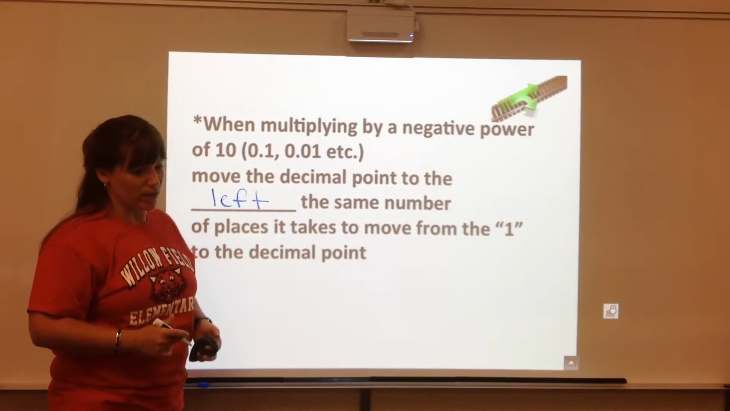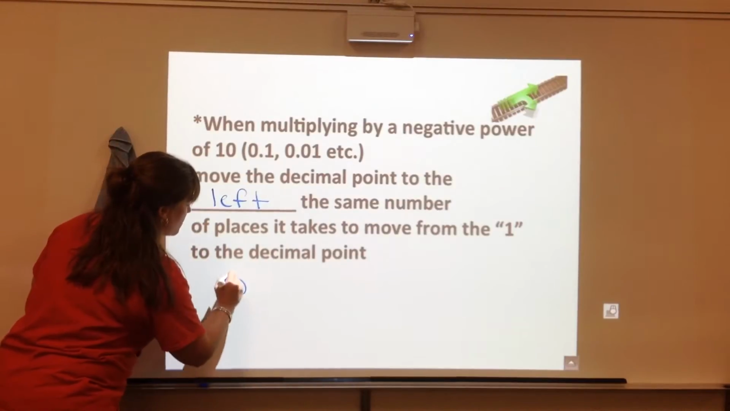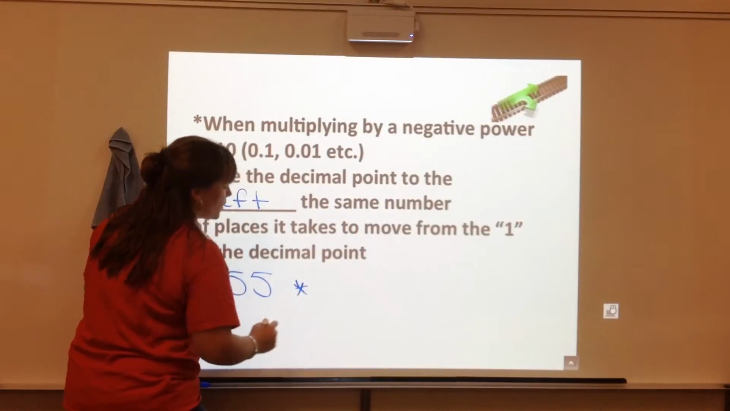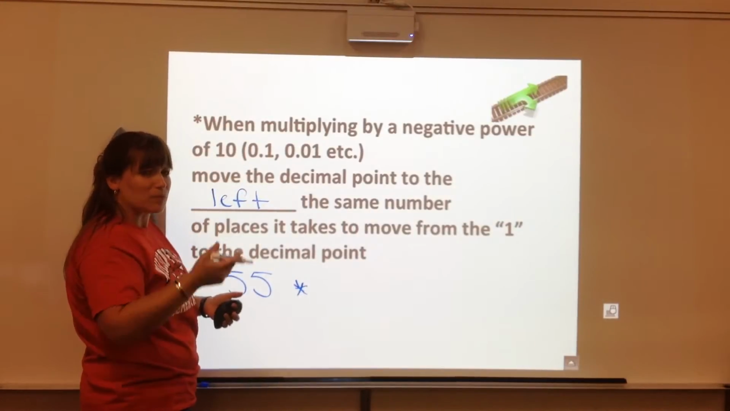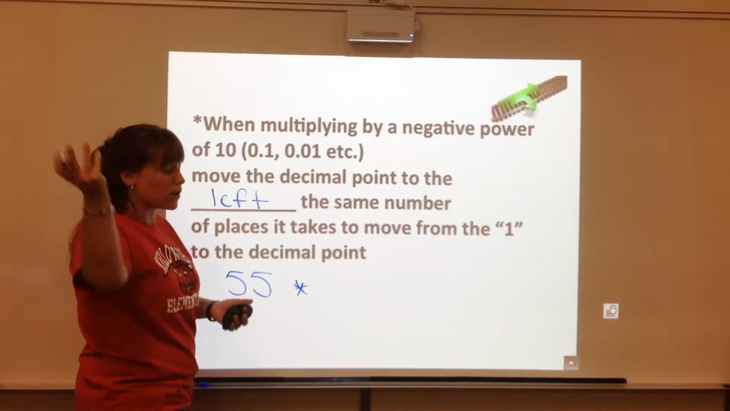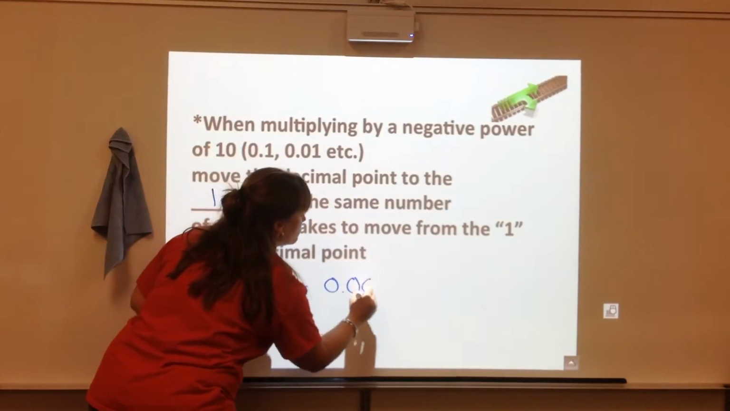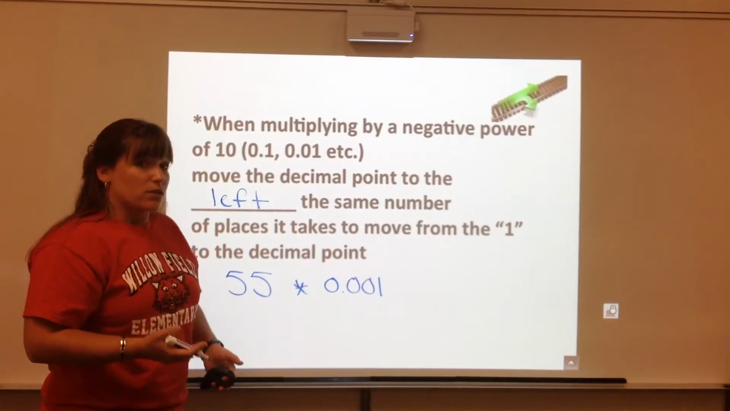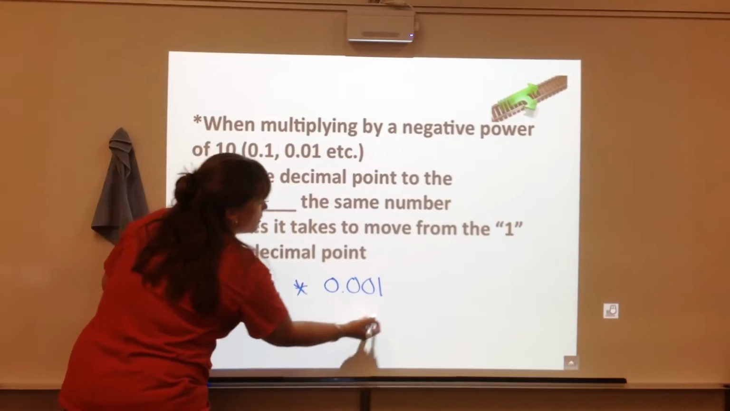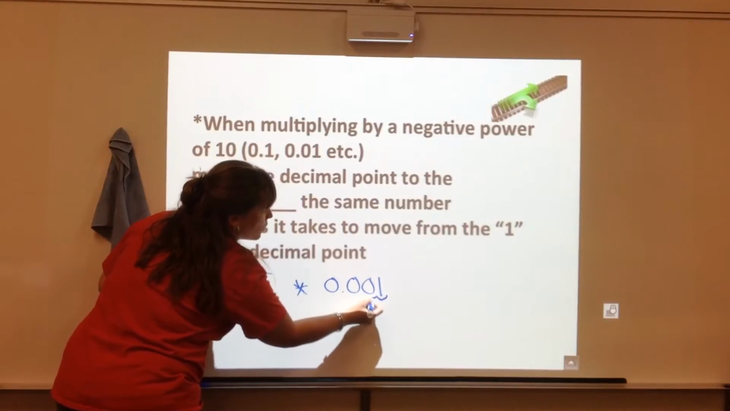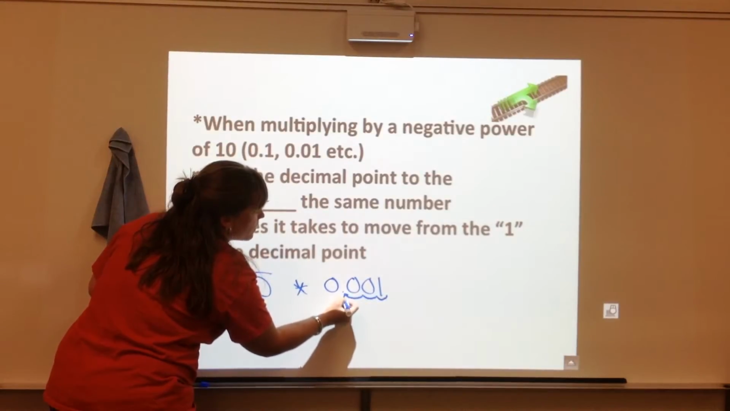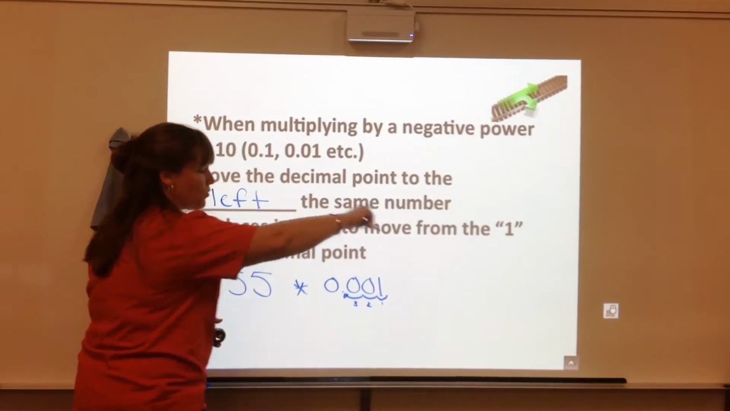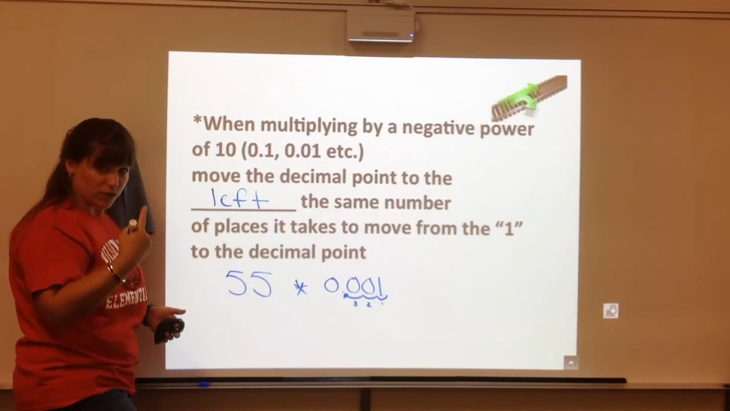So here's a quick example. If we're going to take the number 55 and multiply it by a power of 10, it could be in that exponential form with the 10 to the negative third, or it could be the decimal, 0.001. The answer is really simple if you know the trick. We're going to start at the 1 and go to the decimal point. And there are 1, 2, 3 hops that it takes to go around the 1, around the 2 zeros.